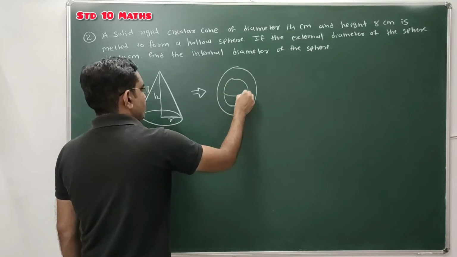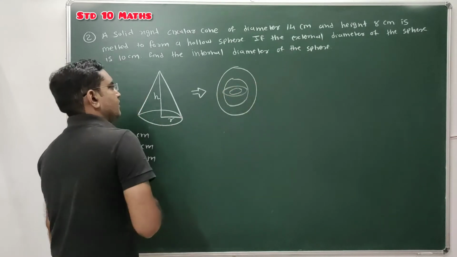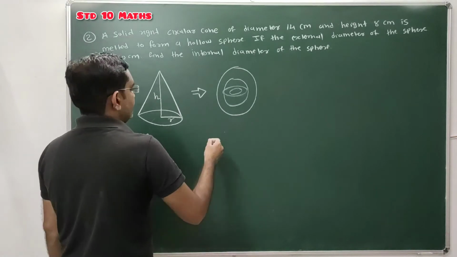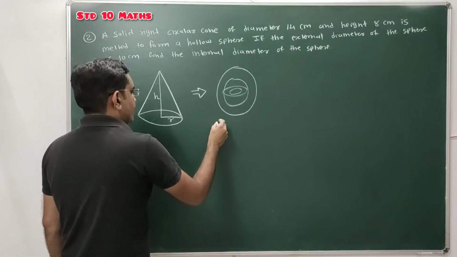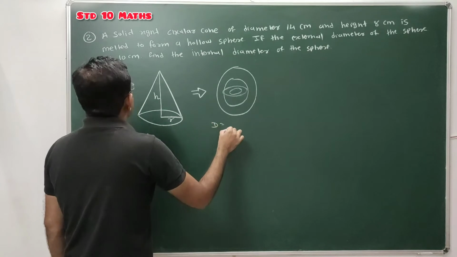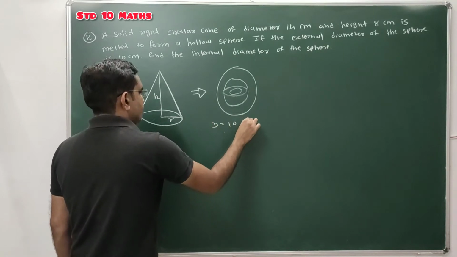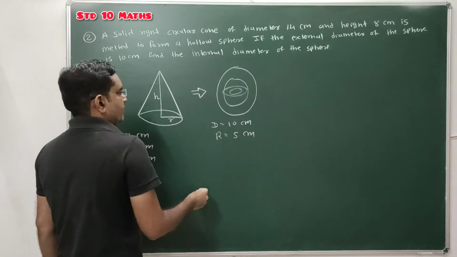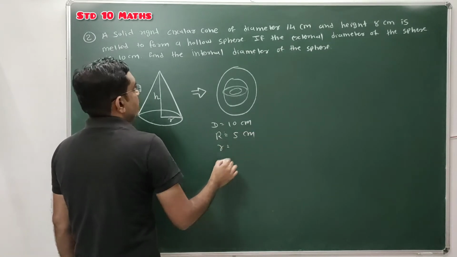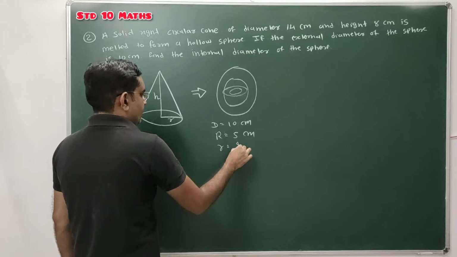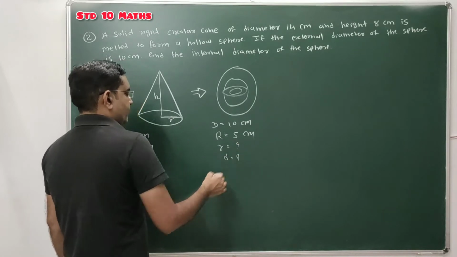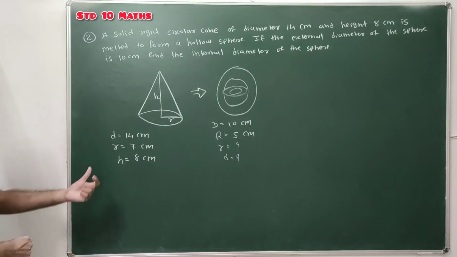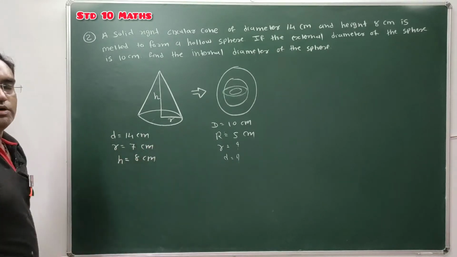This is the imaginary diagram of hollow sphere. Hollow sphere of external diameter of the sphere 10 centimeter. So suppose external diameter d is 10 centimeter, which implies external radius is equal to 5 centimeter. So you have to find the value of internal diameter. So for that we require small r. Done. So here we can compare the volume of both solids.